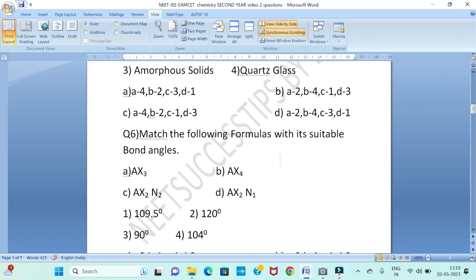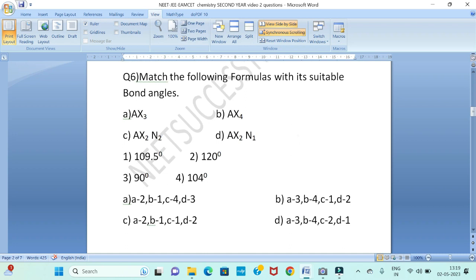Next, sixth question. Match the following formulas with suitable bond angles. AX3 model formula is there. What is the angle? AX4 model formula is there. What is the bond angle? AX2N2 model formula is there. What is the bond angle? AX2N1, so nothing but AX2N model formula. What is the bond angle? In place of AX, you can take any elements.